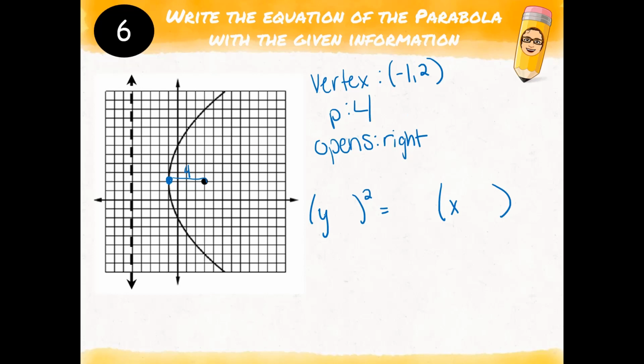Now I can write all the information. Now, be very careful. This is not y plus 1, because the y value has to be with it. So it'd be y minus 2, x plus 1. I can't just put 4 here. I have to multiply by 4. So it's 16. It is opening to the right, so this should be a positive number. Always be careful of that. I always forget that negative. So that is the equation of that graph right there.